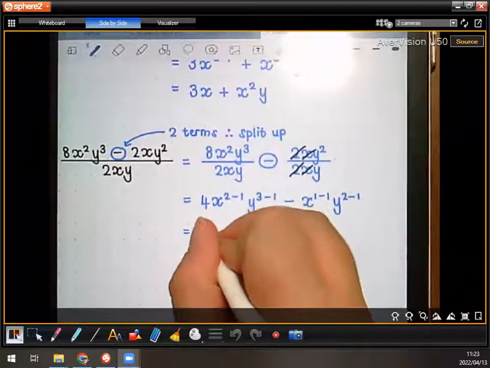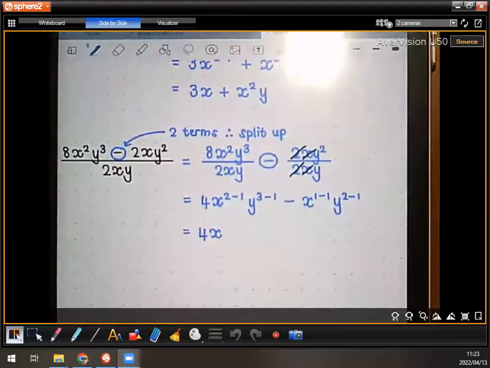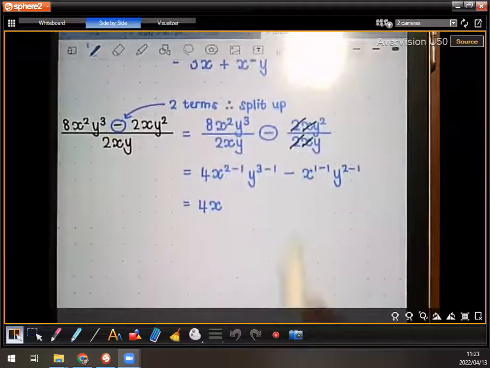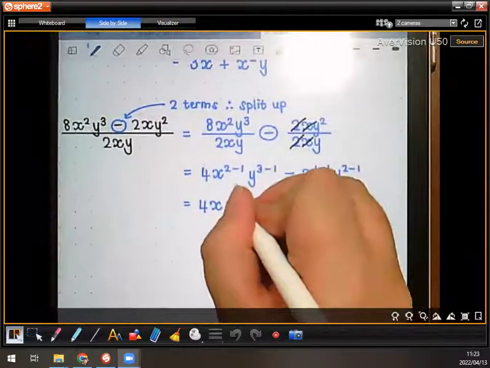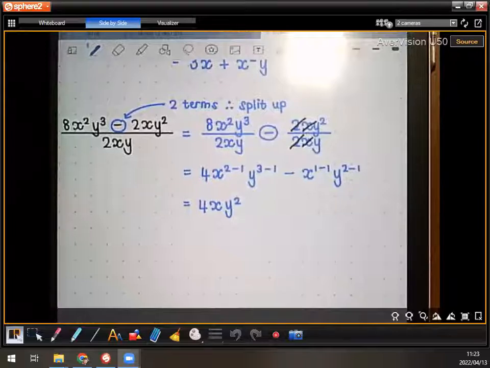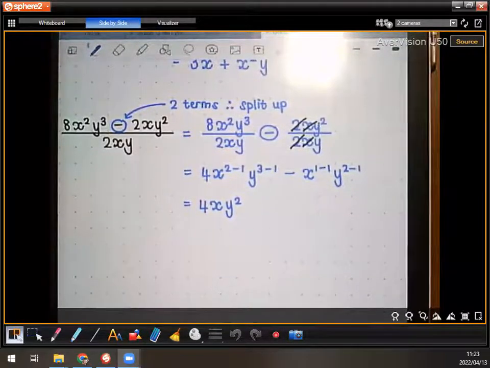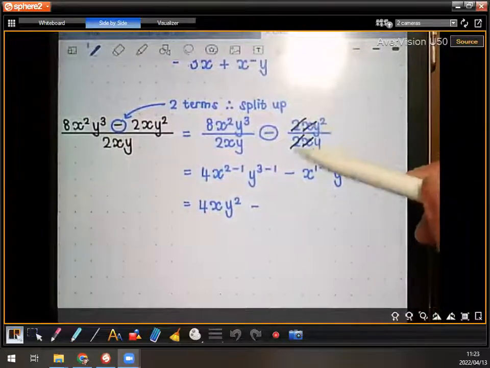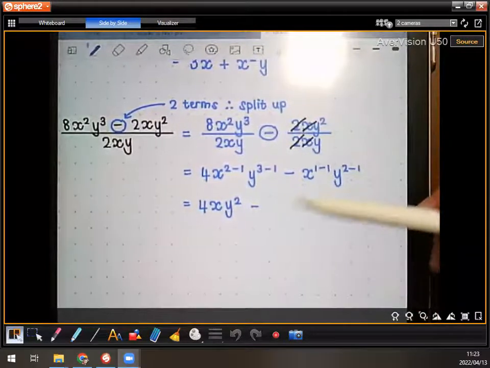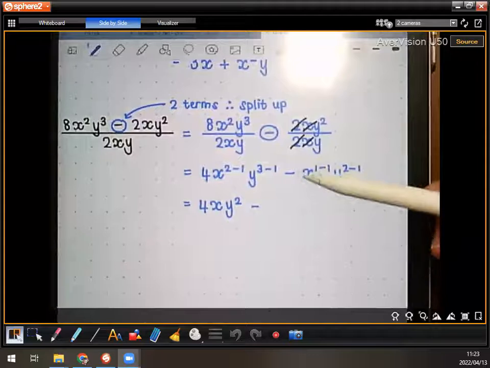So we have 4x, 2 minus 1 is just 1. Okay, we don't have to write that 1. For the y's, 3 minus 1 is 2. So that is what we get from our first fraction when we do that division. Minus. Now guys, we did say 2 divided by 2 is 1. That's why there's no number there, because the number would just be 1.